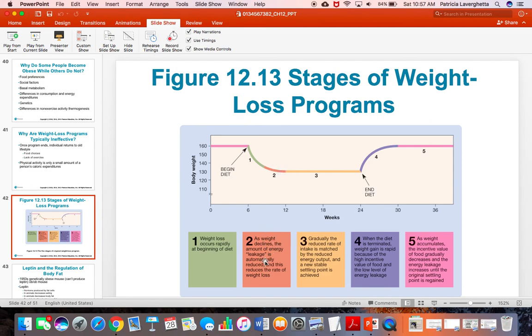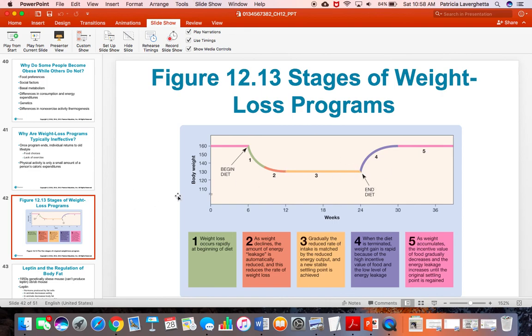And this is where some folks on a weight loss program might say, "Oh my God, I lost 10 or 15 pounds really fast, and now I've hit a plateau." Gradually, the reduced rate of intake is matched by the reduced energy output, and a new stable set point is achieved. When the diet is terminated, weight gain is rapid because of the high incentive value of food and the low level of energy leakage. Then the weight accumulates, the incentive value of food gradually decreases, and the energy leakage increases until the original set point is regained. So here you can see this is up and down, back and forth.